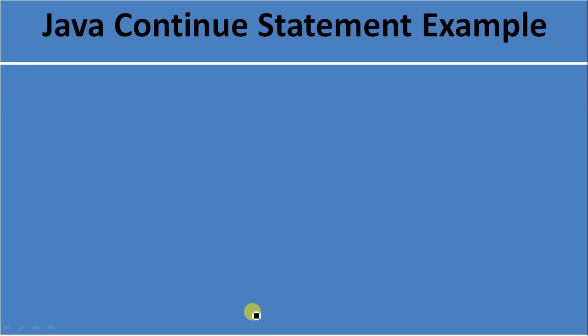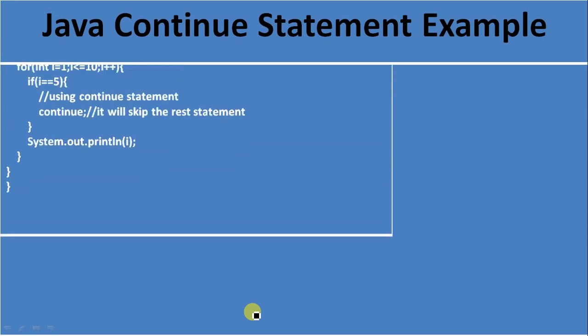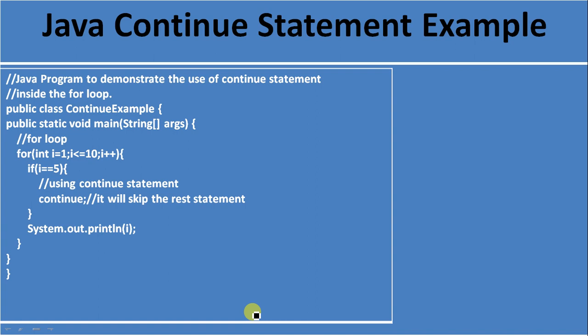Java continue statement example. So this is the example for the continue statement. Here we have created a class ContinueExample, and basically in this example we are printing numbers from 1 to 10. So we create a class ContinueExample, public static void main method. Then we are defining a for loop, for int i equal to 1, i less than or equal to 10, and i plus plus.